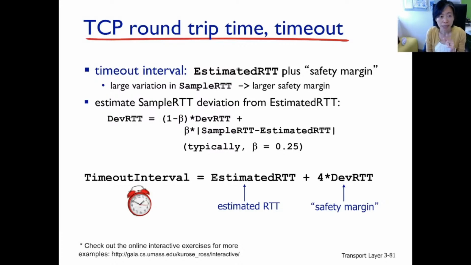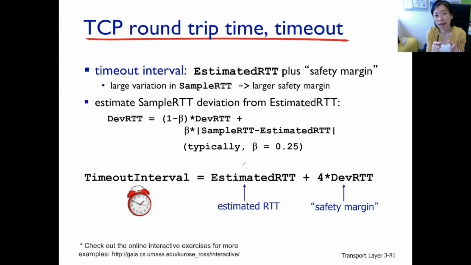Therefore, in TCP, the timeout interval is the estimated RTT plus a safety margin. So the estimated RTT is the average, and the timeout interval should be the average plus a safety margin, such that all these sample RTT fluctuations in the middle will be covered. Or, the more sample RTTs covered by the safety margin, the better. The challenge next is to set the safety margin.